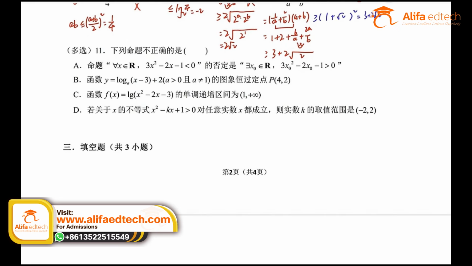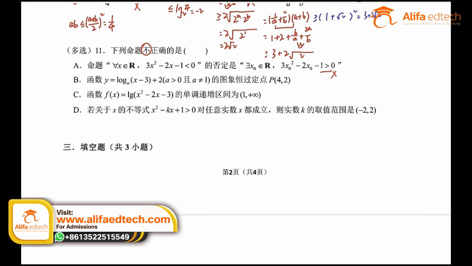It covers various aspects. The first one is, note that it's asking for the incorrect one. It says for any x in R, this expression is less than 0. The negation of for any is there exists. No problem. x0 is in R, 3 times x0 squared minus 2 times x0 minus 1. The less than should become what? Less than should become greater than or equal to 0. It's greater than 0, so it's incorrect, which means the answer is not correct.